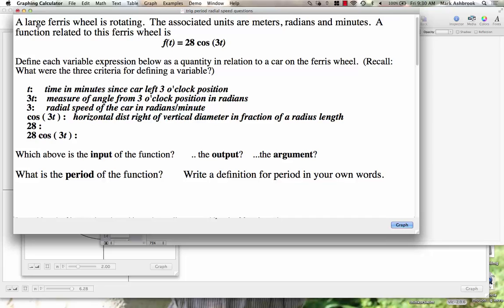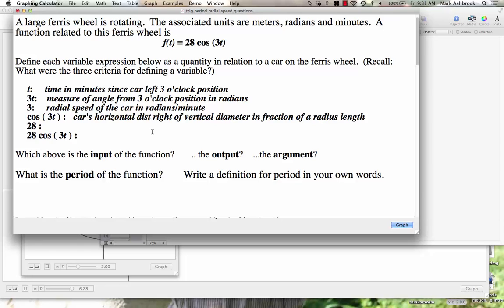Okay, what is the 28? Danny thinks he knows this. So it doesn't matter what number you have inside the cosine, it's always going to be either horizontal distance or vertical distance. If it's a cosine, it'll give you a horizontal distance to the right in a fraction of a radius length. Every time, in any situation, that's what a cosine gives. Okay, so we should write the car's horizontal distance right of the vertical diameter of the wheel in fraction of a radius length.